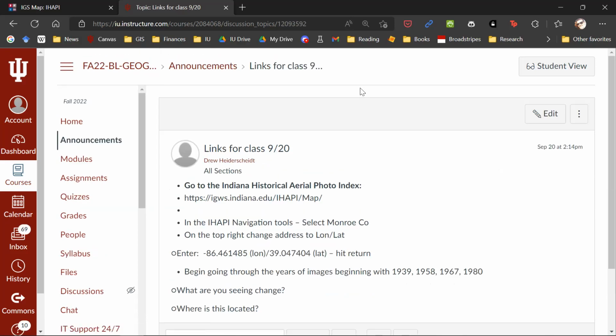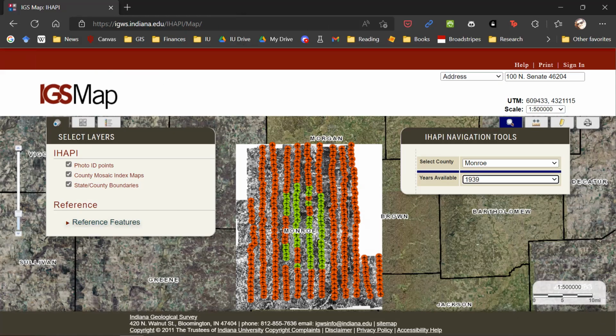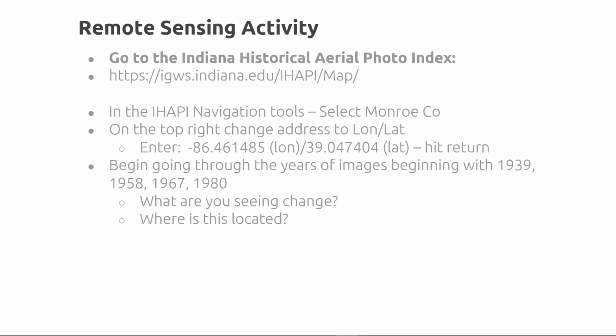Okay, so now that's up on Canvas and you should be able to access it and all the instructions. I will pull this back up now. I'll give you about 7 or 8 minutes to go over this with your group, discuss these questions, and feel free to explore other parts of Indiana.